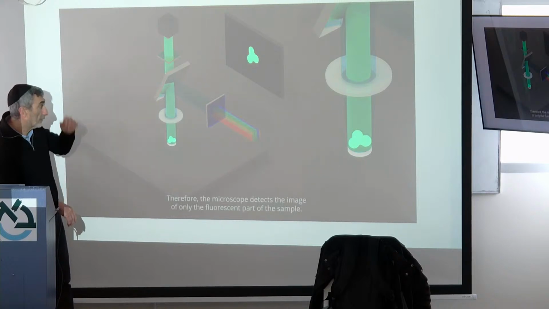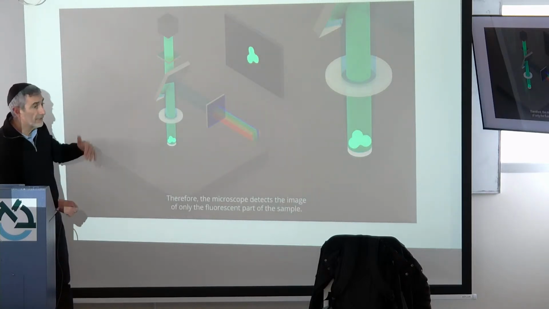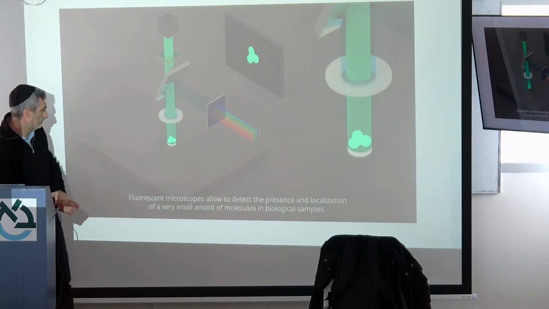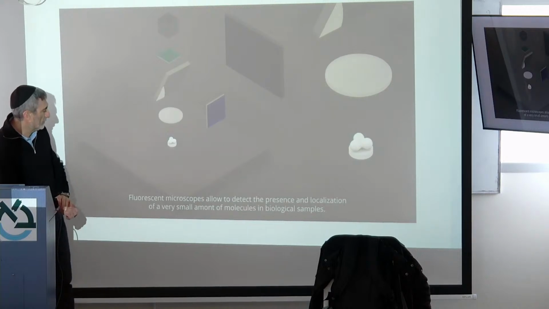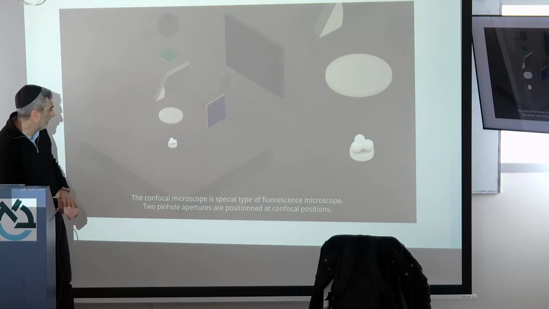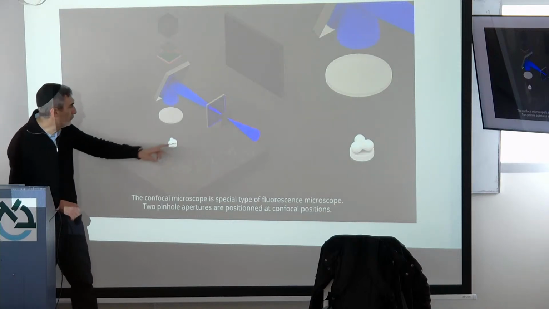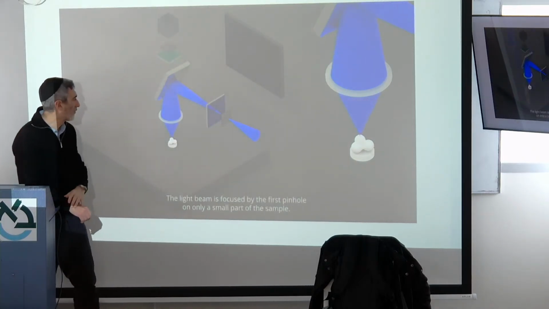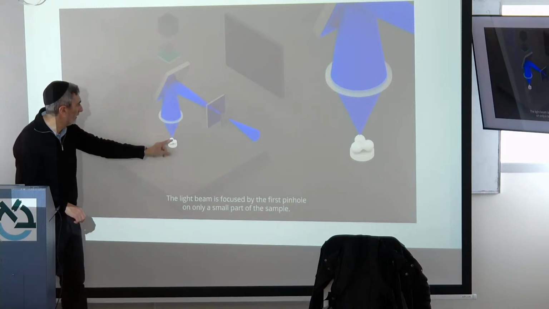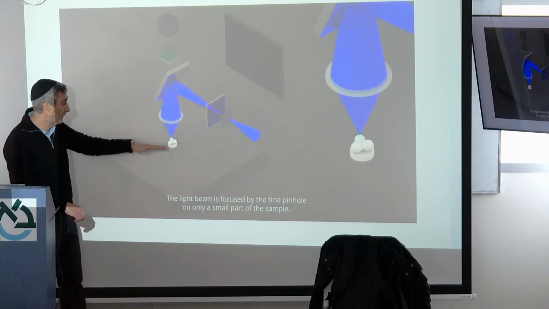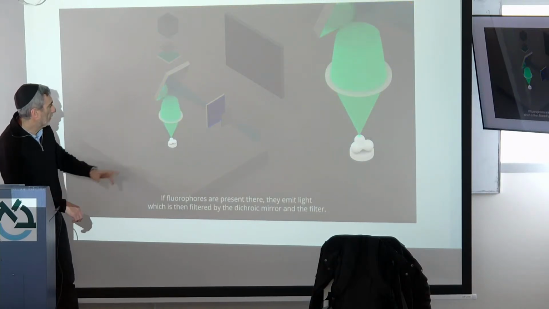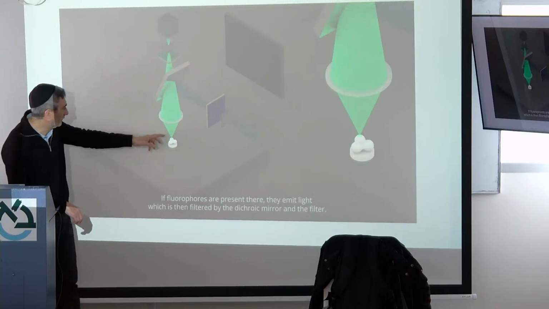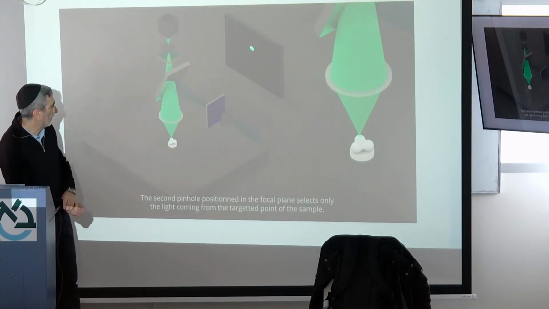So that's fluorescence microscopy. Now you can improve this technique. This allows you to detect a very small amount of molecules in biological samples. So now you can improve this technique by using confocal microscopy. You use a pinhole here and a pinhole there. So the light will be focused at some position and some height, some plane here. And again, you measure the fluorescence of this small area here, and you image it.